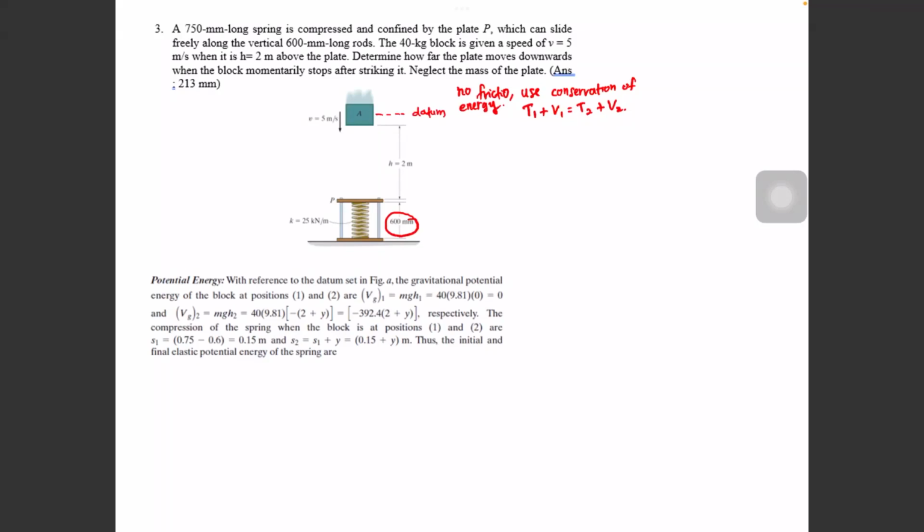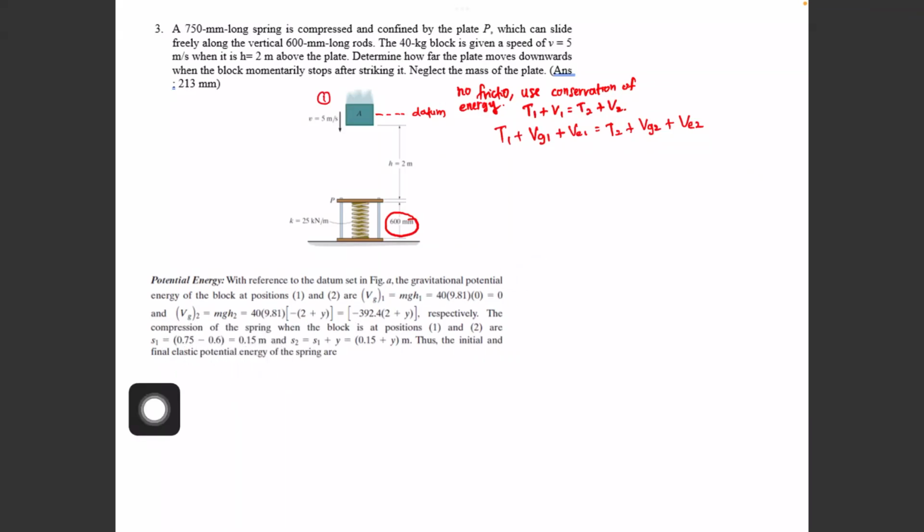this we can expand further. You have T1 plus Vg1 plus V elastic 1 is equals to T2 plus Vg2 plus V elastic 2. So Vg1 is mgh. Since this is position 1 and our datum is at position 1, Vg1 is equals to 0, and Vg2 is equals to mgh, mass times gravity times height.